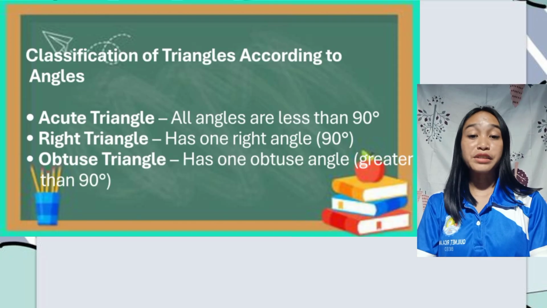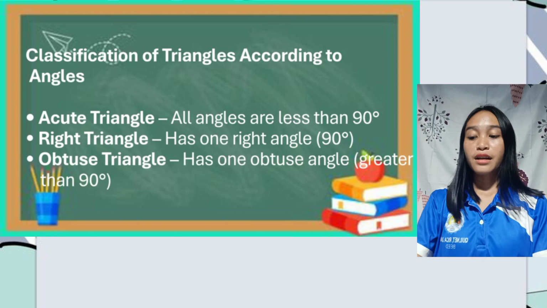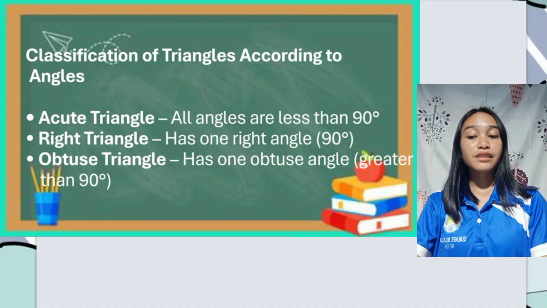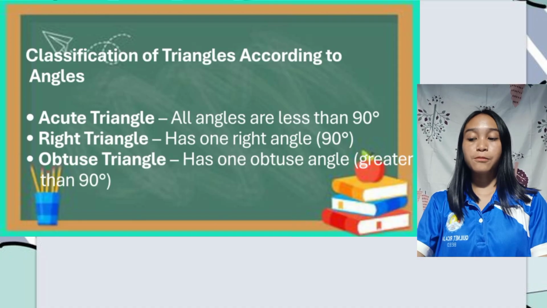And also we have the right triangle. It has a right angle of 90 degrees. For example, a triangle with angles 90 degrees, 30 degrees, and 60 degrees.